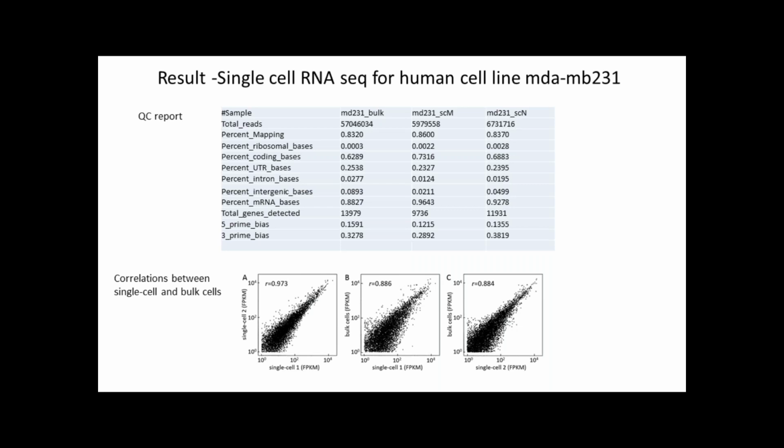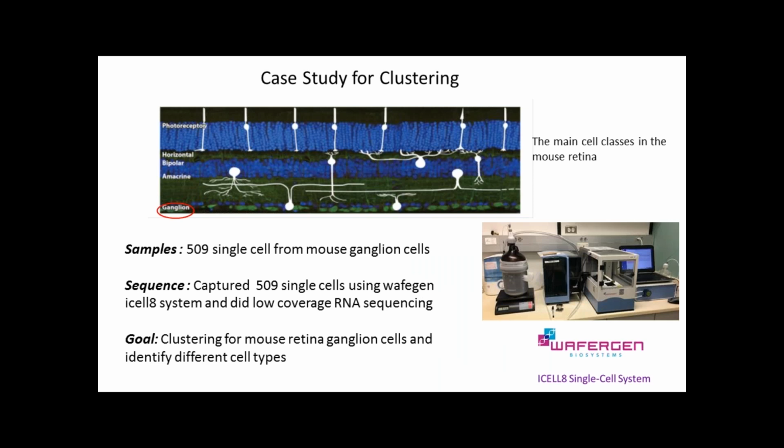And also from this figure, we can see that there is a high correlation between single cells and bulk cells. So this indicates this method is good for picking single cells for RNA-seq. This work has been published and the paper is online now. Another case study is for clustering.